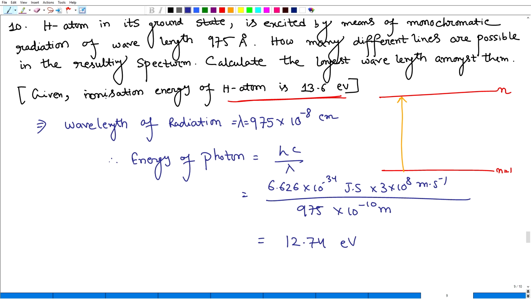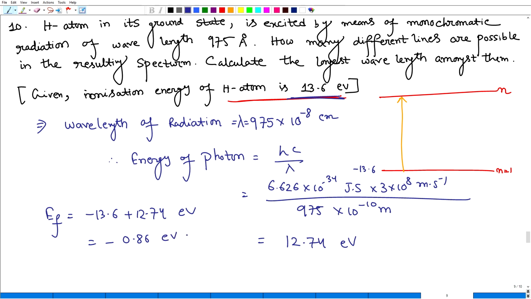Now ionization energy of hydrogen is given. What is that? It's actually 13.6 electron volt. This is the ionization energy. That means the ground state energy is minus 13.6 electron volt. That we all know basically. So this energy is actually the energy of photon given to the hydrogen atom, and the energy was minus 13.6, and now this energy 12.74 is given. So what will be the final energy? E final should be minus 13.6 plus 12.74 electron volt, which is essentially minus 0.86 electron volt.